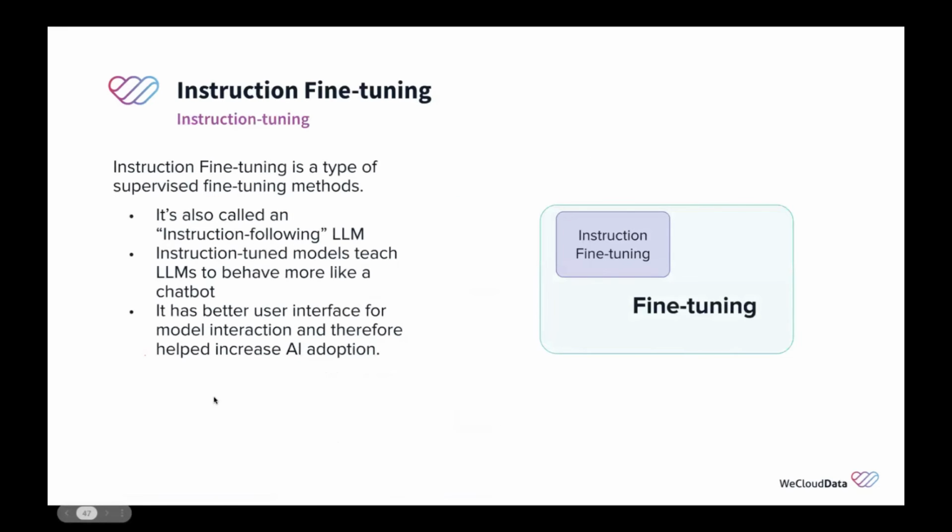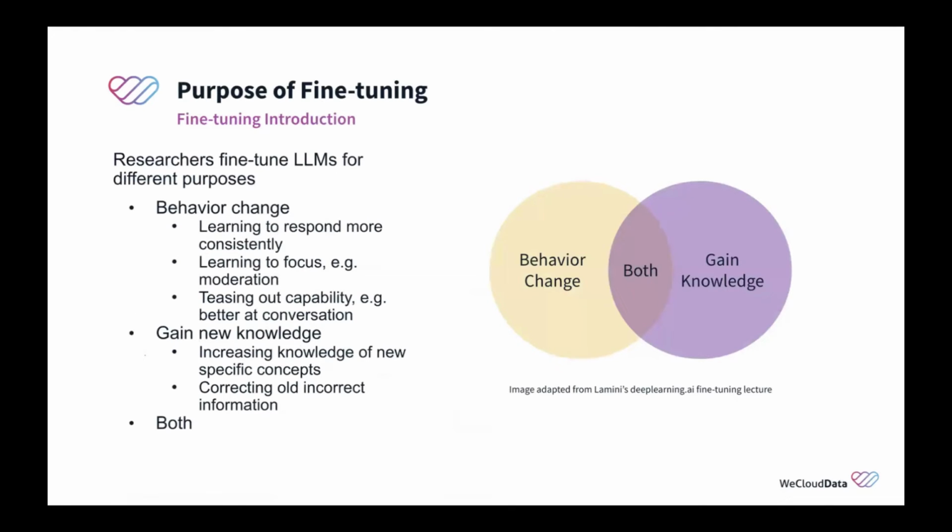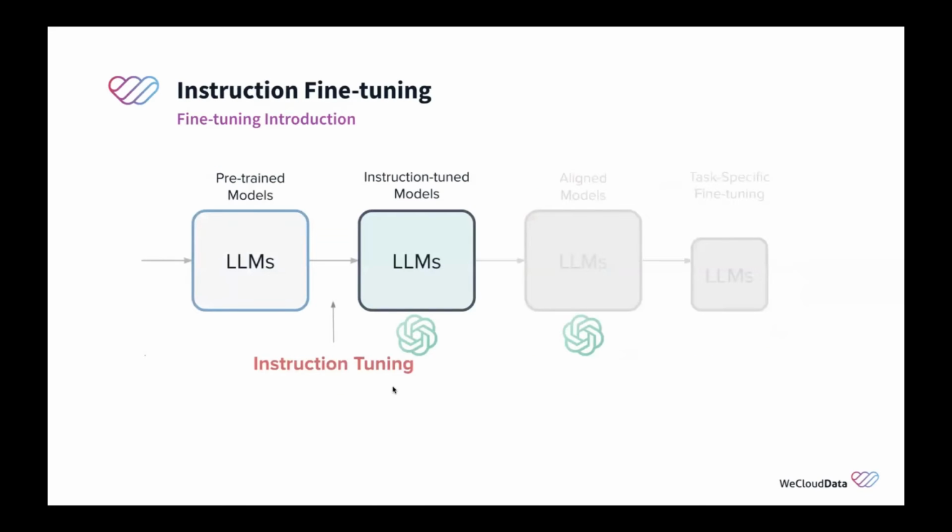All right, let's talk about parameter efficient fine tuning. But before that, I would like to briefly mention instruction fine tuning. Instruction fine tuning is a part of the fine tuning family, and it trains your pre-trained large language model to follow instructions. We do this because we want the models to change behavior, learn how to respond more consistently, and make your pre-trained model become better at conversation. Or sometimes you want your model to gain new knowledge, to increase knowledge of new specific concepts, or correct old incorrect information. And maybe sometimes you want to do both. So we can do this through fine-tuning.